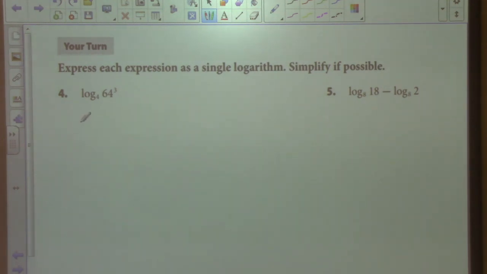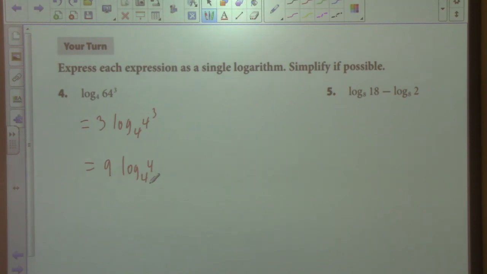Well, using the properties of logarithms, we have log base 4 of 64 to the power of 3. We can take this 3 using the power property. So we have 3 log base 4 of 64. And can we rewrite 64 as a power of 4? 64 is 4 to what power? It's 4 to the third power. So we can take this 3 and multiply it by that 3, so we get 9 log base 4 of 4.